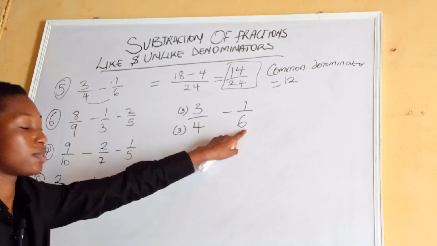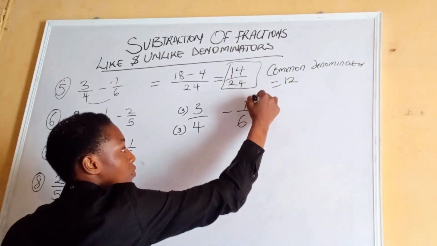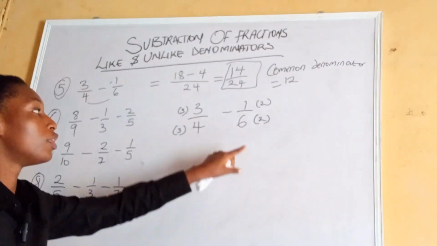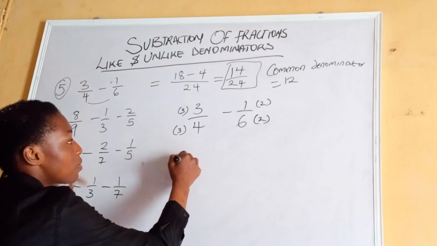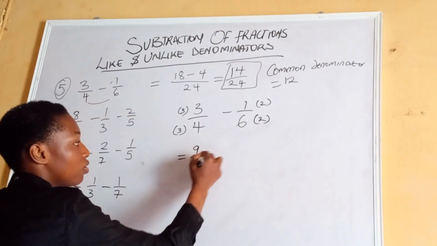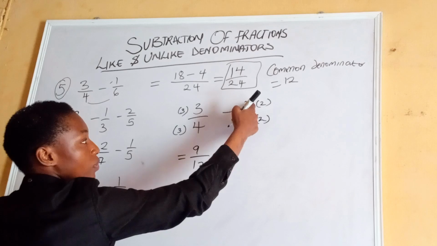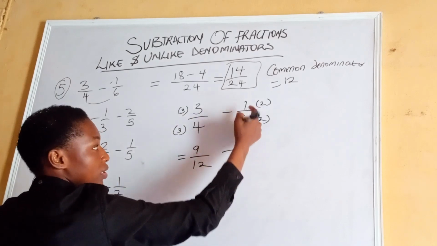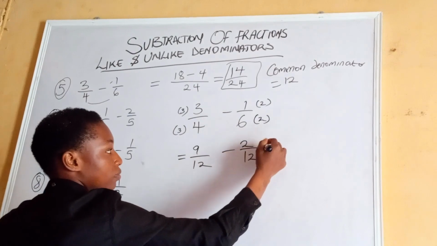What can I multiply this by that will give me 12? That's 3. So I will do the same. Whatever you do to the numerator of a fraction, you have to do to the denominator of a fraction. So 3 times 3 will give you 9, all over 4 times 3 will be 12, minus 1 times 2, that's 2, all over 6 times 2, which is 12.